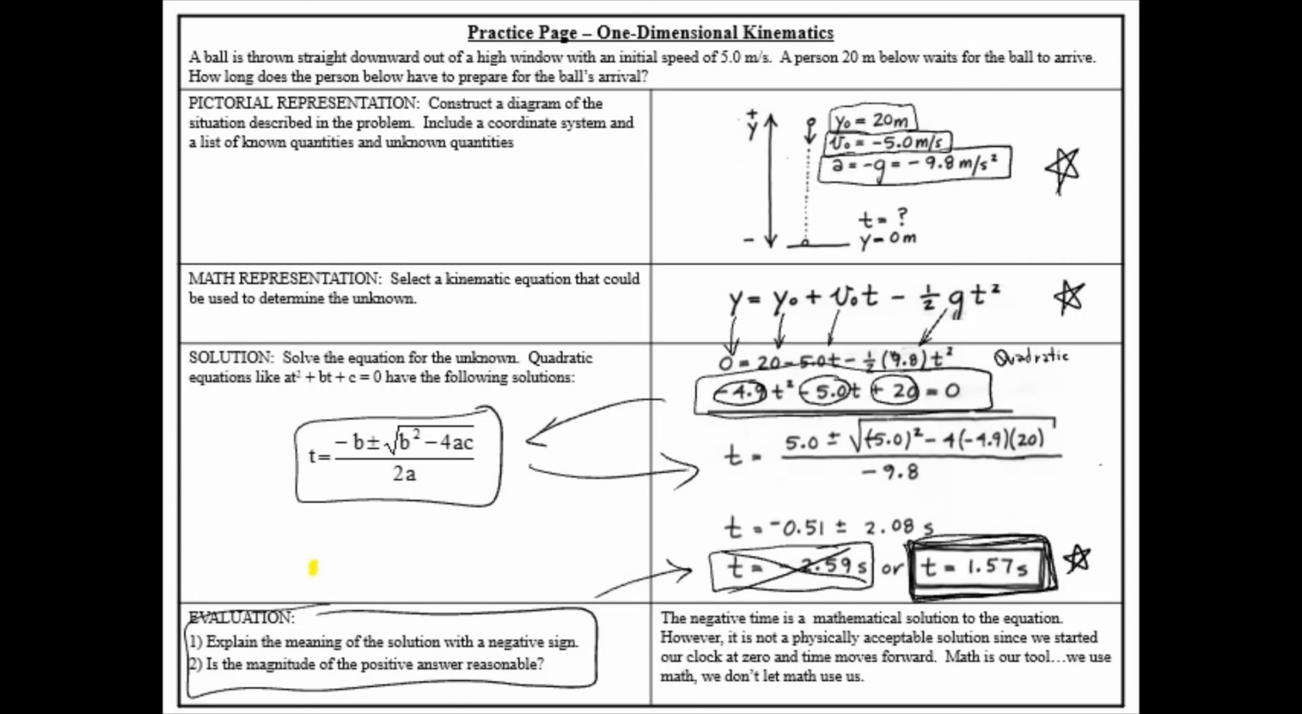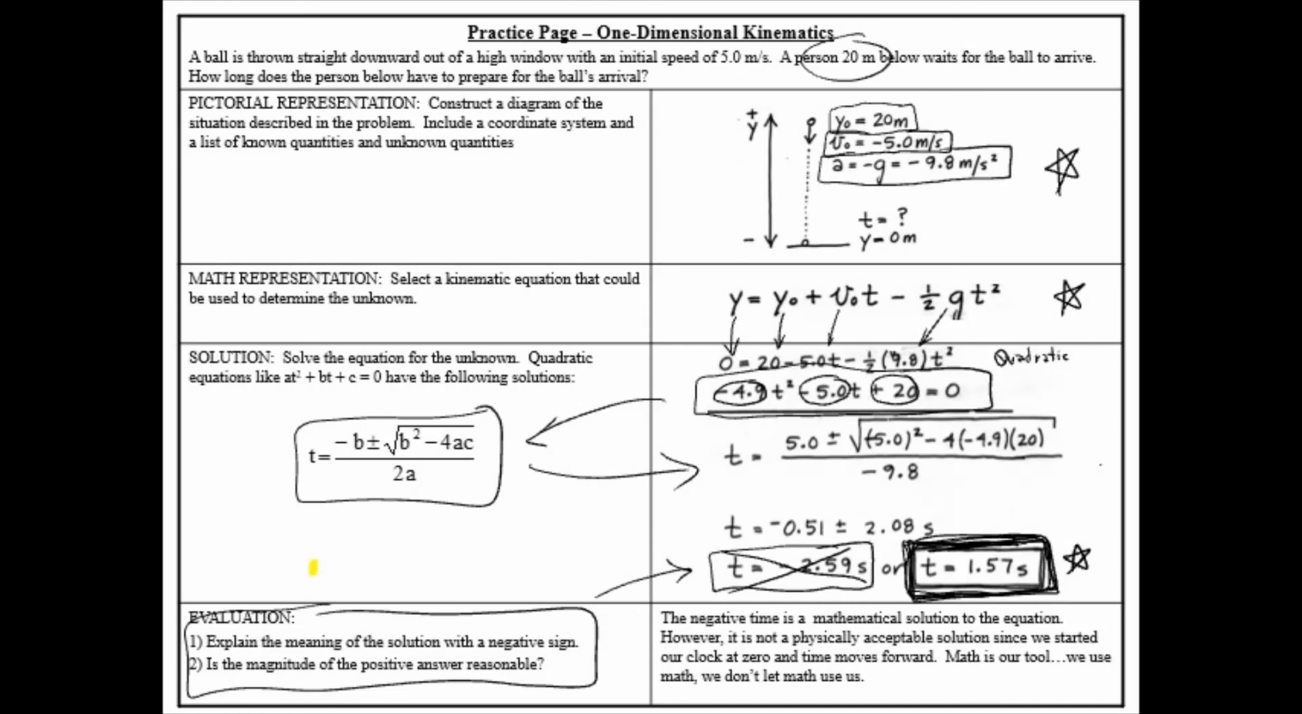1.57 seconds. If I think about 20 meters of distance, that's about, what is that, about 60 to 70 feet. And so, thinking about a person throwing a ball downward from 5 stories high or something like that, I suppose that would be a reasonable amount of time. It certainly seems reasonable. If I got an answer of 157 seconds, I might question that. Or if I got an answer of 0.1 seconds, I might have questioned that.